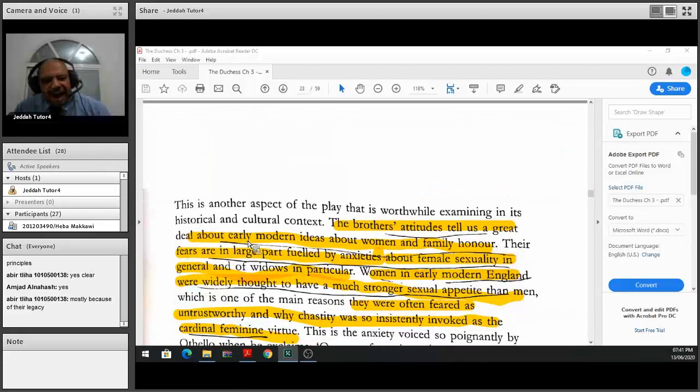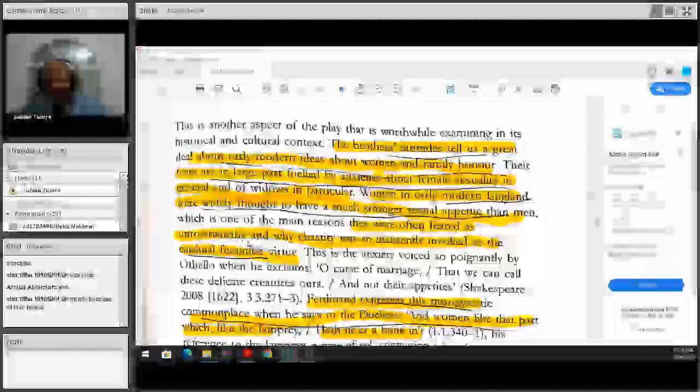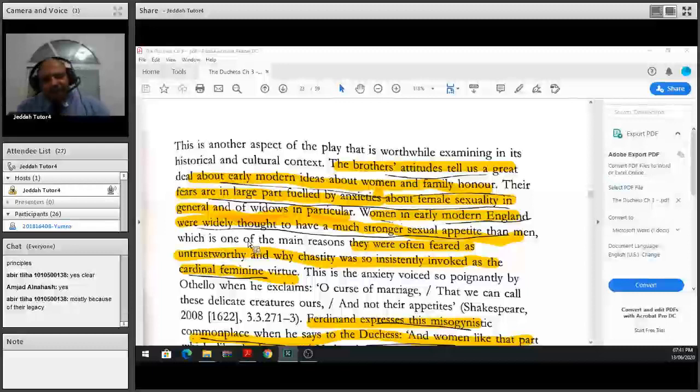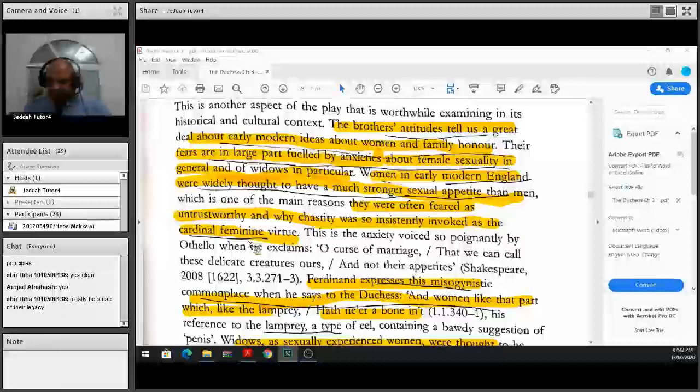attitudes and ideas towards women, second wedded women. And their attitudes and their attempts at undermining this kind of marriage, marriage for the second time, reflect and tell us a great deal about early modern ideas about women and family honor. This is a big issue. Their fears are in large part fueled by anxieties about female sexuality in general and of widows in particular. And I'm not going to go in deep into that. You can read it on your own.